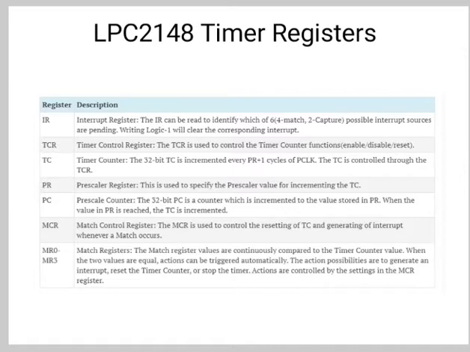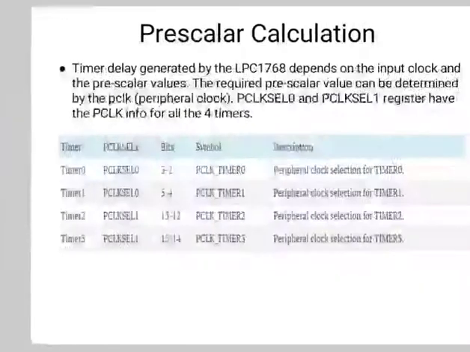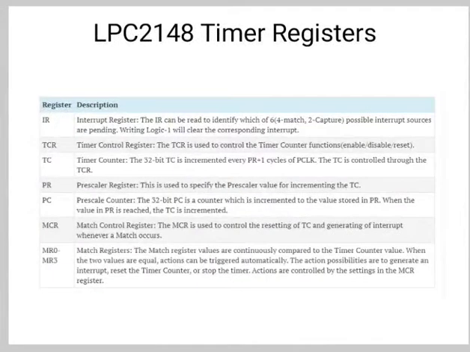Then the match control register. It is used to control the actions to be performed when the value in the match register matches the value in the timer counter. Bits 0 to 2 in MCR are used to control the actions for the MR0 register. Similarly, bits 3 to 5 for MR1, bits 6 to 8 for MR2, and 9 to 11 for MR3 respectively. So we have now discussed all these registers in brief.